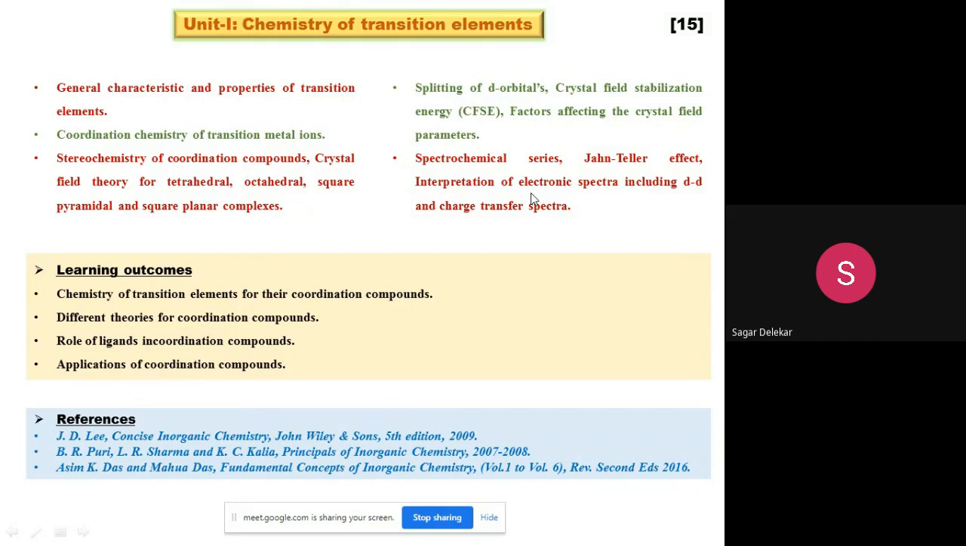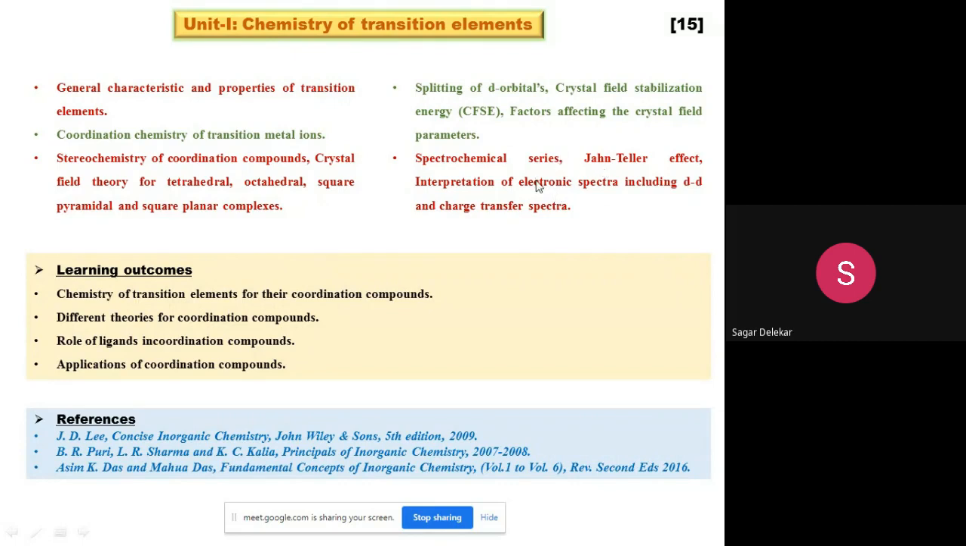But usually the interpretation of electronic spectra is included in the core inorganic chemistry, because we want to learn many things, and then definitely we are going to interpret the electronic spectra. Interpretation of electronic spectrum is how many electronic transitions are possible, why two transitions, why one transition. If you look at the Orgel diagram, for D1, D4, D9 and D6 configurations, there is only one band. But in D2, D3, D7, D8 configurations, most of the time two or three bands are possible.